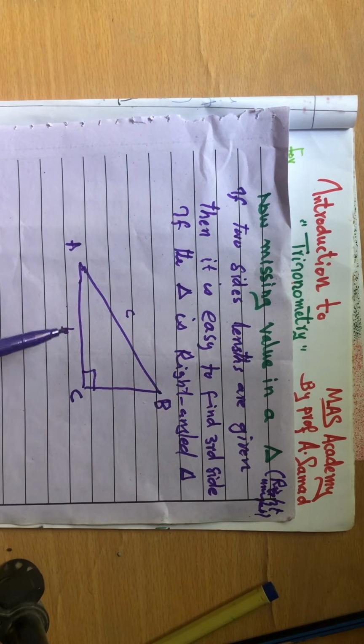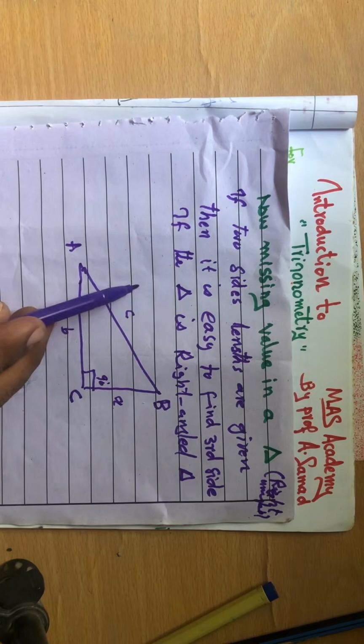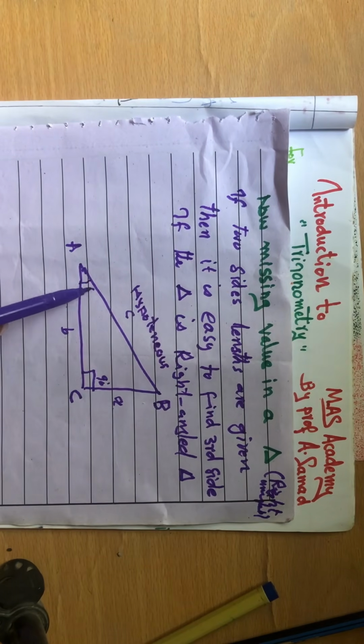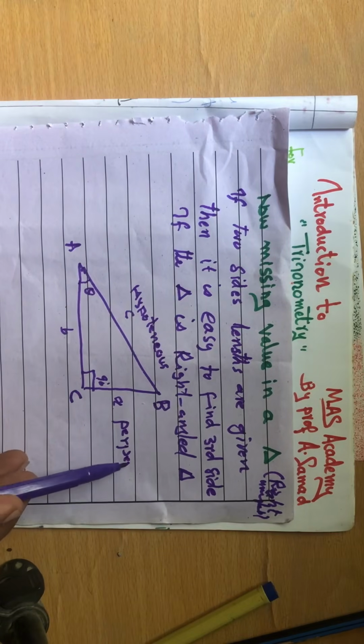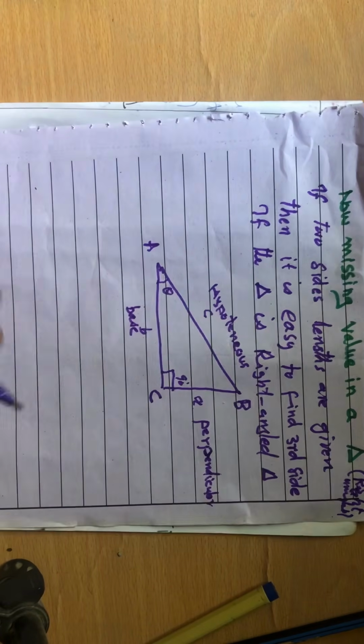Let's say we have a triangle that is a right angle triangle, and wherever theta is, that is the base, and the hypotenuse is the side opposite the 90 degree angle, and the perpendicular is the side opposite theta.